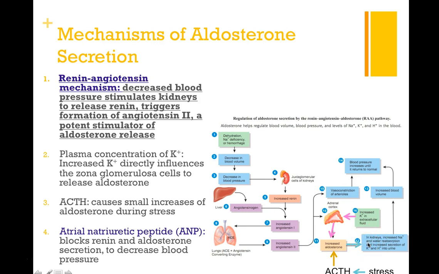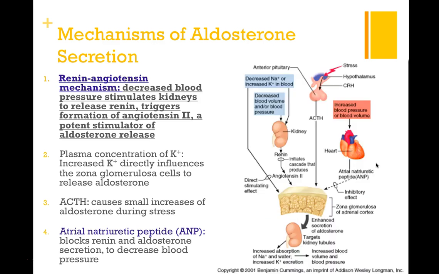And here are the actions of aldosterone. The other thing that aldosterone does is causes vasoconstriction of the arterioles, and we could see that at the number 15, which increases blood pressure until it returns to normal. And one more figure. This one incorporates the atrial natriuretic peptide that is released when we have increased blood pressure or blood volume, and it will have an inhibitory effect on this zona glomerulosa, inhibiting aldosterone from being secreted.